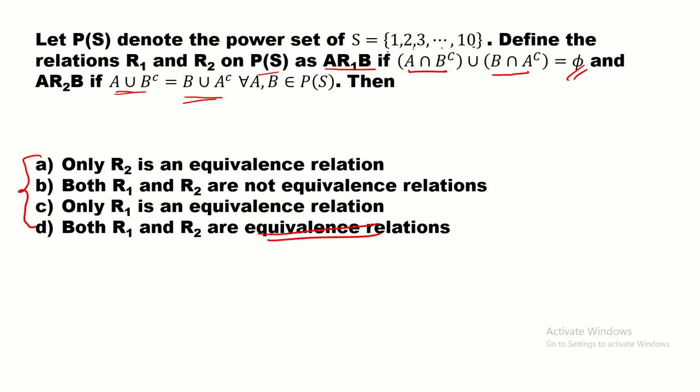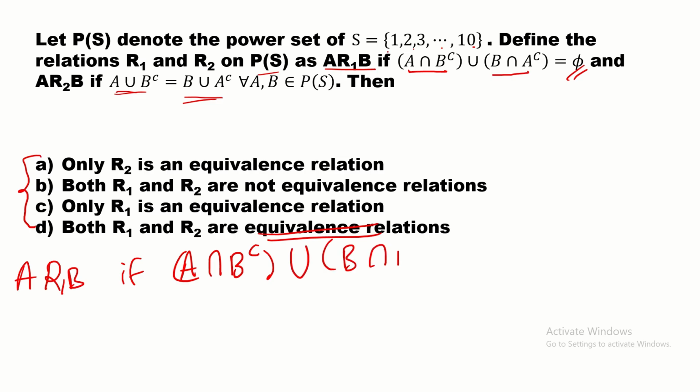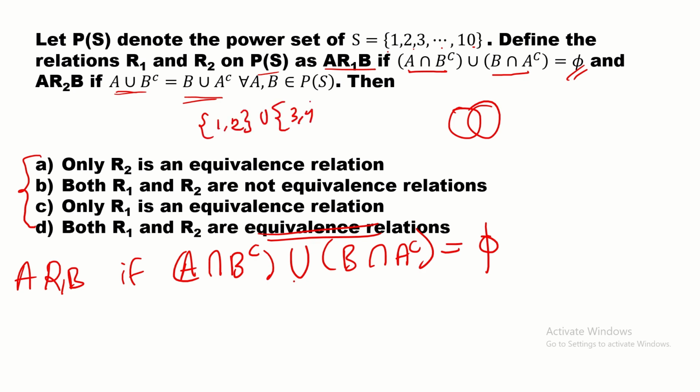So let's tackle each relation one by one. For R1 we have A R1 B if (A ∩ B complement) ∪ (B ∩ A complement) is equal to ∅. Now, for union, we know that a union of two sets will contain all the elements of both the sets. So if we have {1, 2} ∪ {3, 4}, then this would give {1, 2, 3, 4}.